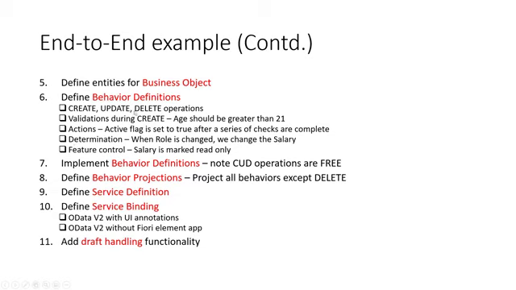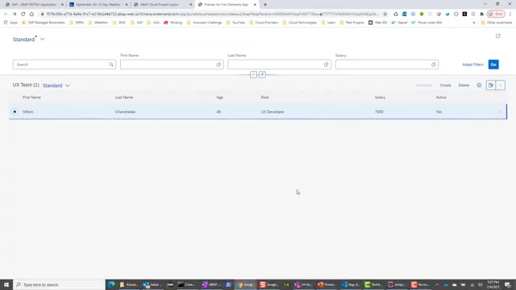So we have pretty much a complete app at this moment. In the last section, we'll look at draft handling. But before that, let's look at how the delete operation works if I don't project it. If I go to my app right now, you can see that I have the delete functionality right here.